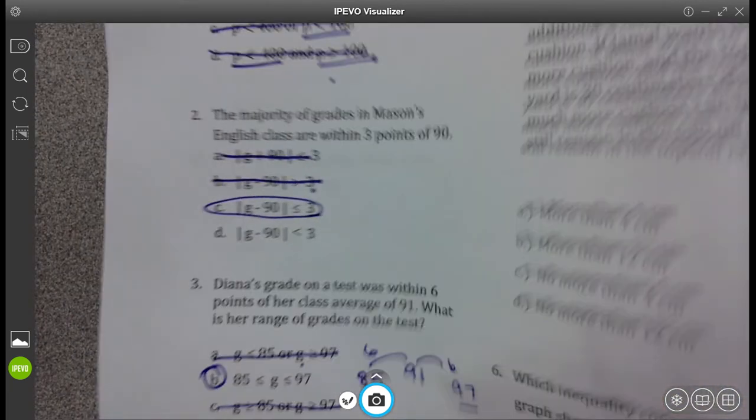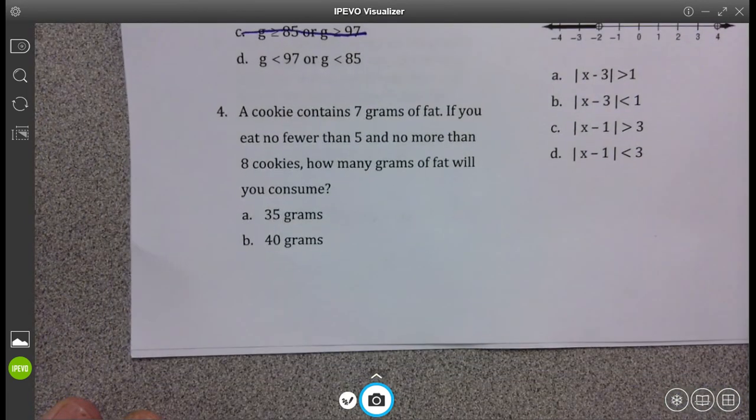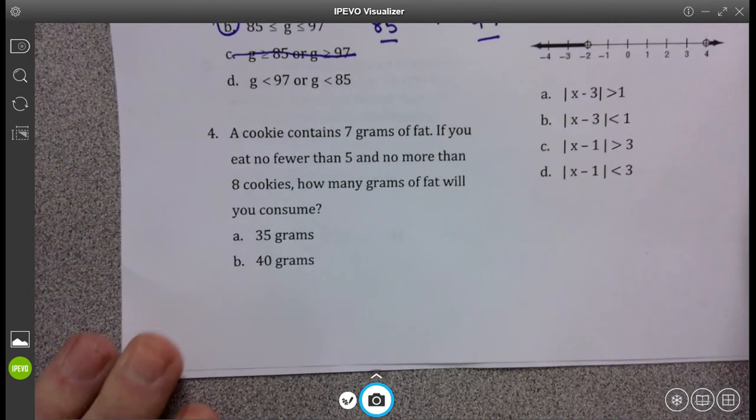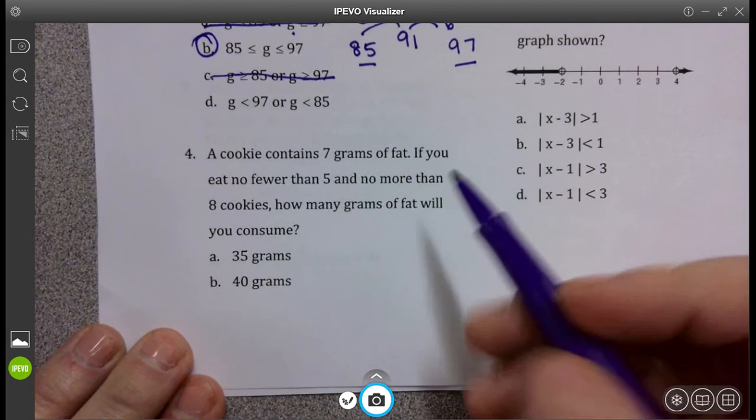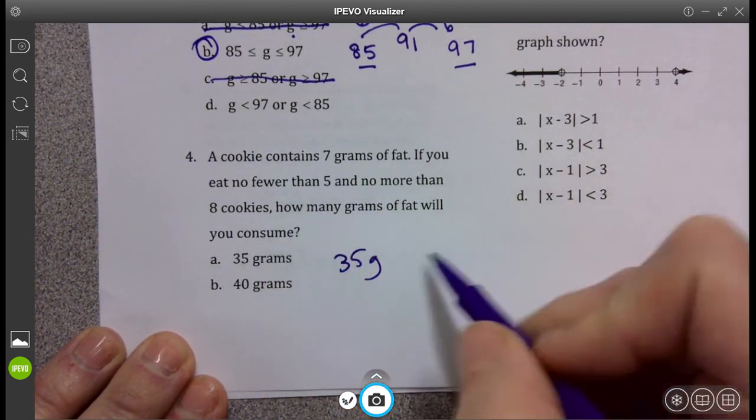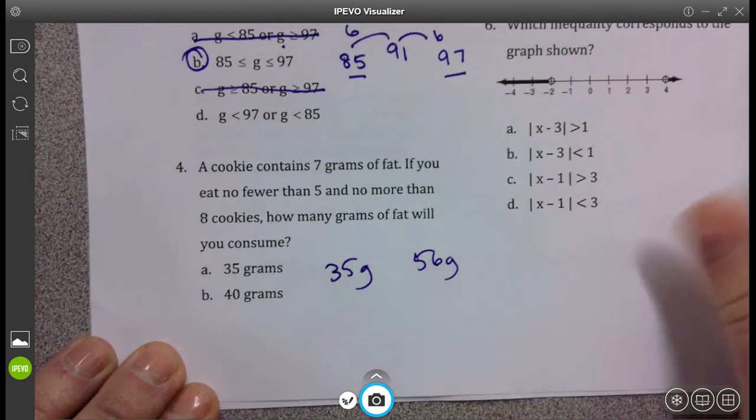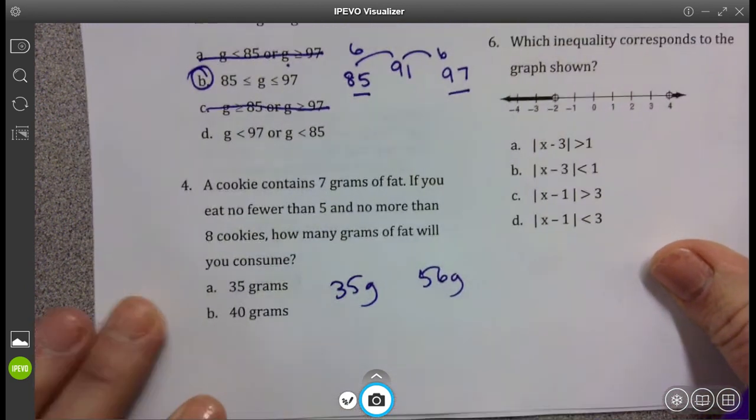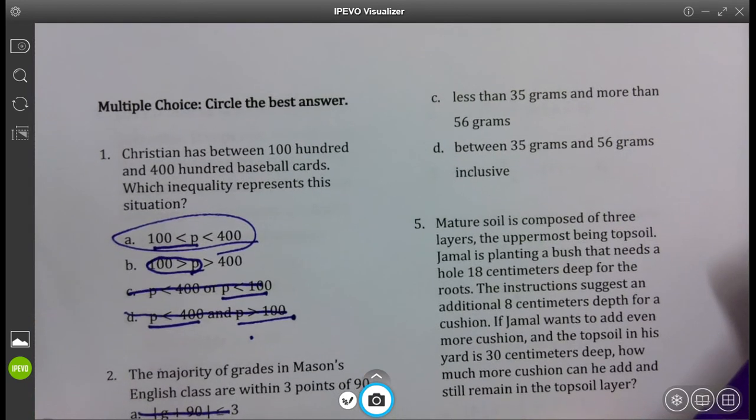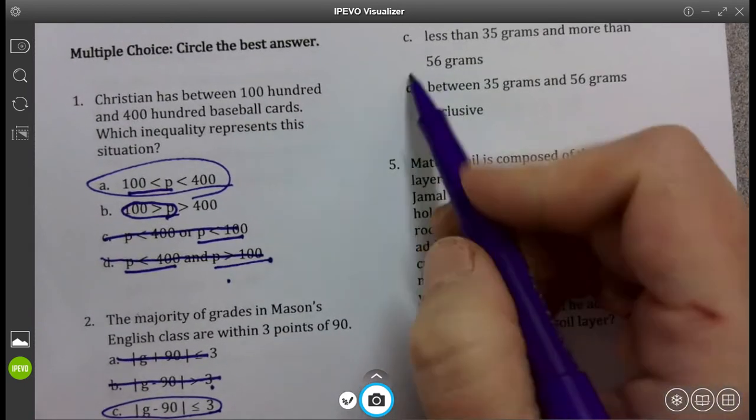Number 4, a cookie contains 7 grams of fat. If you eat no fewer than 5 and no more than 8, how many grams will that be? Well, it's 7 grams times 5, which is 35 grams of fat. And then 8 cookies, it'd be 56 grams of fat. So that's what you'd be in between. You're not less than 35, you're between 35 and 56 grams.